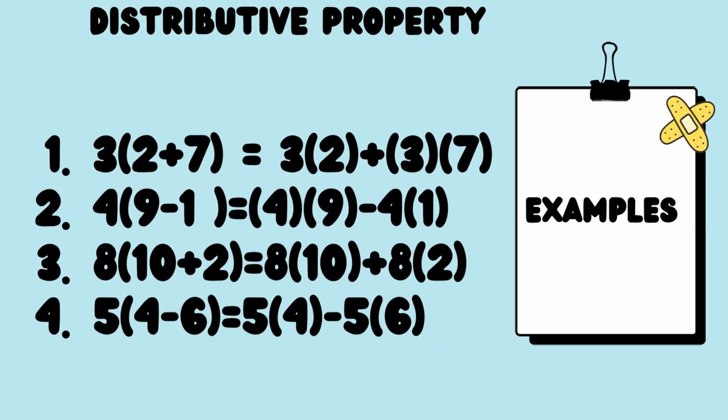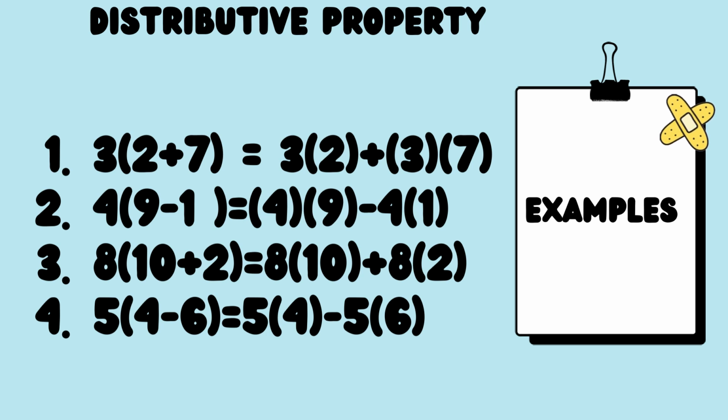To make it clearer, for example, 3 times the sum of 2 plus 7. You can do 3 times 2 plus 3 times 7. You can expand, something like that, expansion. So 3 times 2 is 6, 3 times 7 is 21. So it becomes 27. Okay, so let us see. 2 plus 7 is 9, times 3 is 27. So just the same.